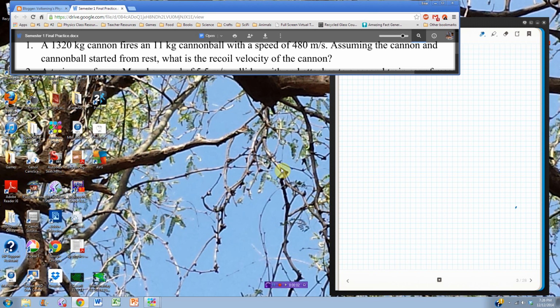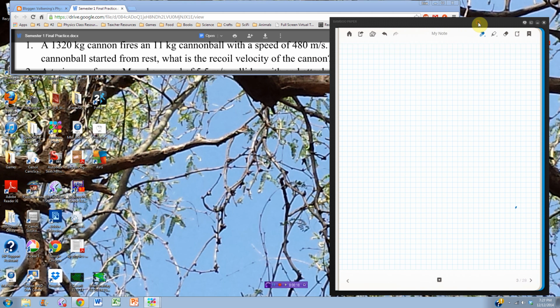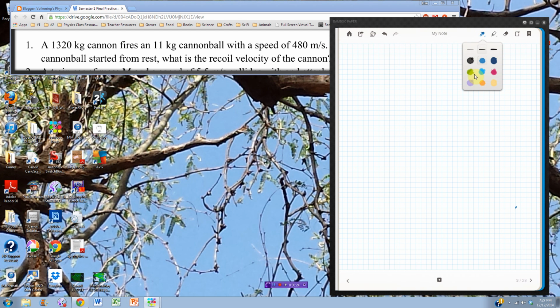This is number 1 for the practice test for Chapter 6, also the Semester 1 final. So we've got a 1,320 kilogram cannon that fires an 11 kilogram cannonball with a speed of 480 meters per second. I want to know the recoil velocity of the cannon, and I'm assuming that everything started from rest. So the trick here is that there are no external forces, and therefore the total momentum before and after the explosion must be the same.